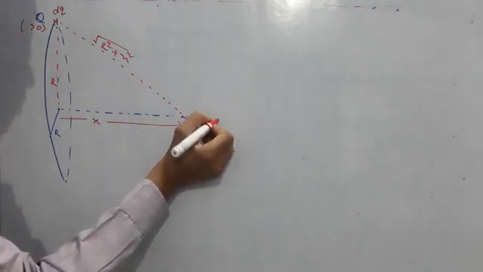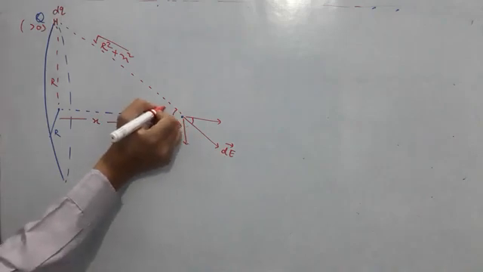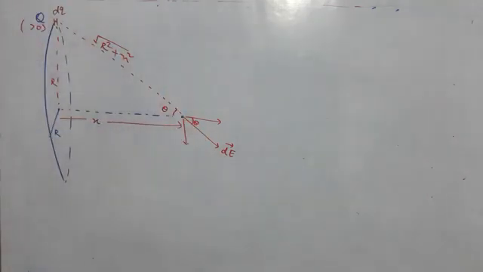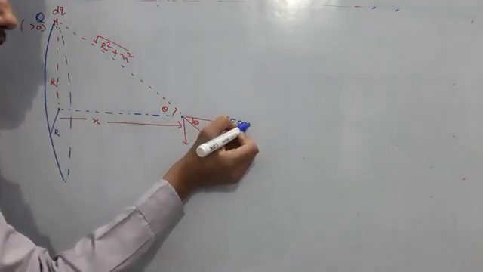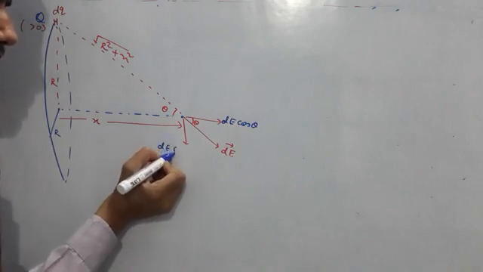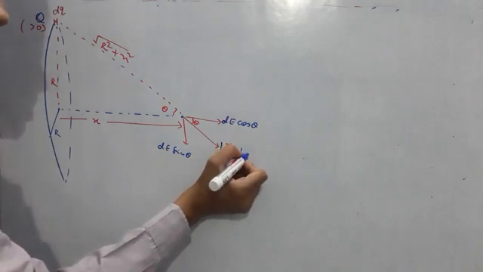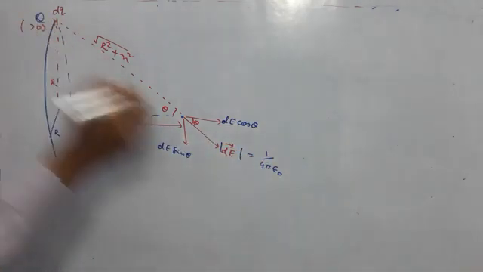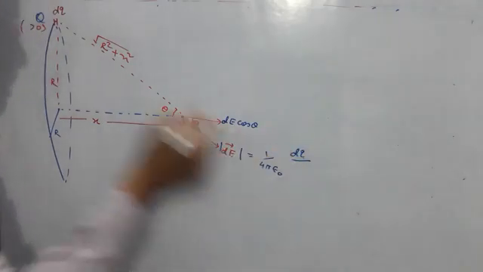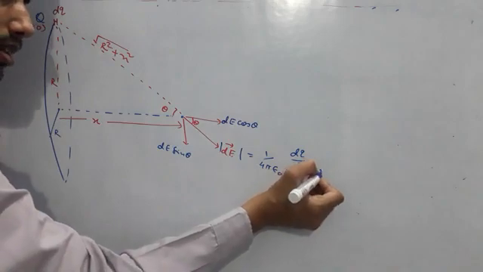It can be resolved into two components like so. We will take this angle as theta. So this angle will also be theta. Let us write the components first. This will be dE cos theta, and the other one will be dE sin theta. Now the value of this dE is how much? That will be 1 by 4 pi epsilon naught into this charge element dq by this distance square, that will be r square plus x square.